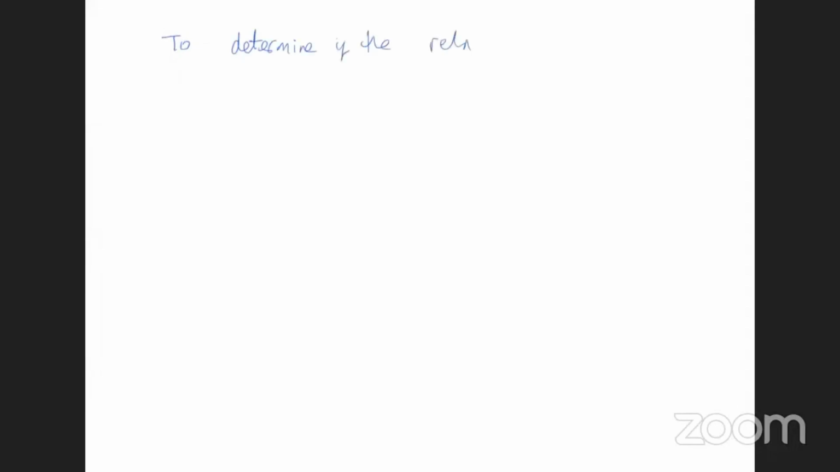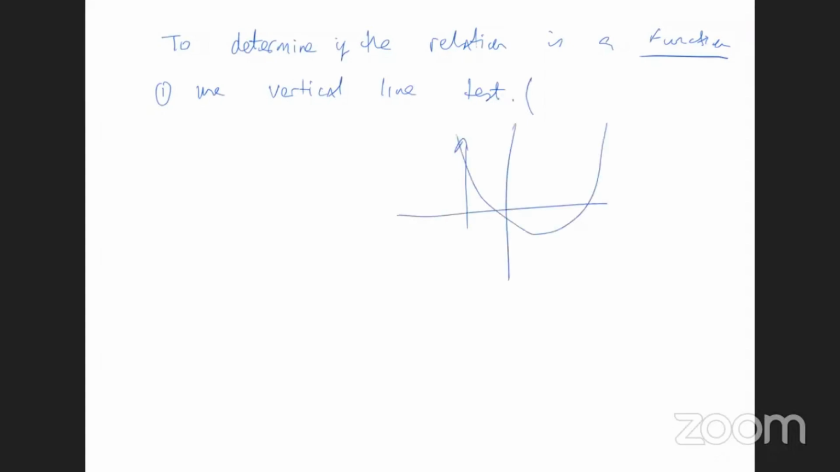To determine if a relation is a function, we use the vertical line test. In case you don't know it, the vertical line test is where you draw the graph of the function and draw a vertical line. If the line cuts once, then it is a function.